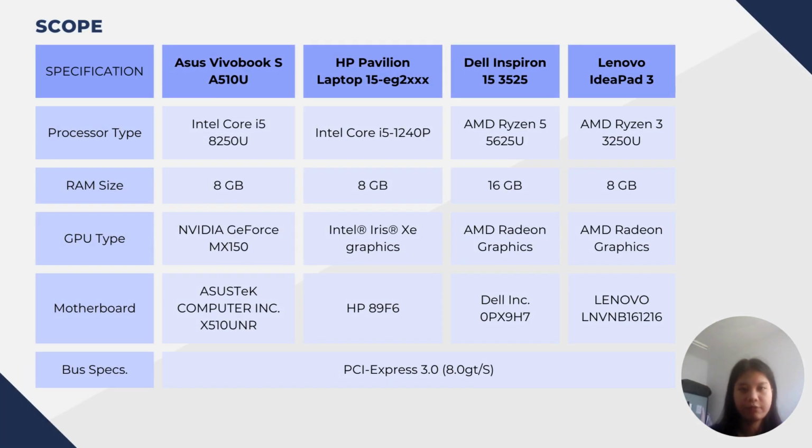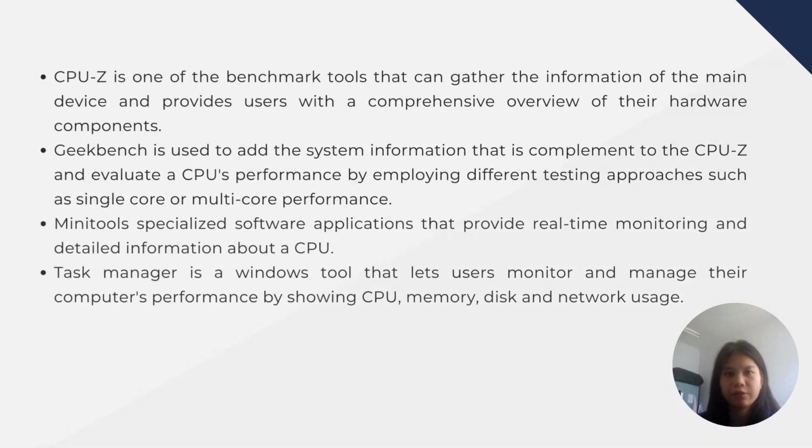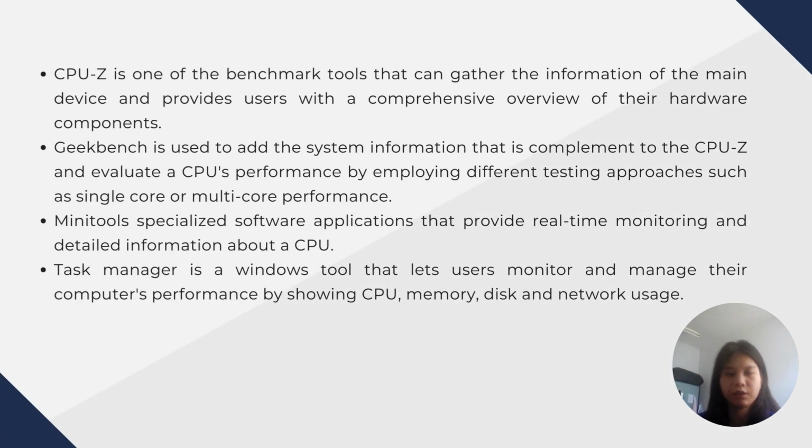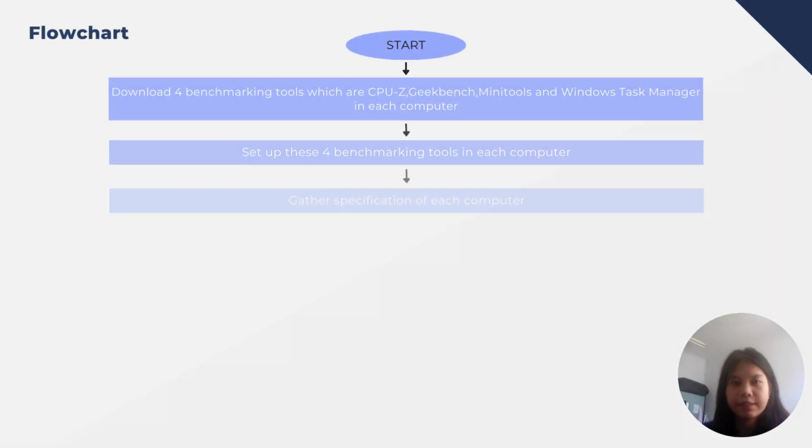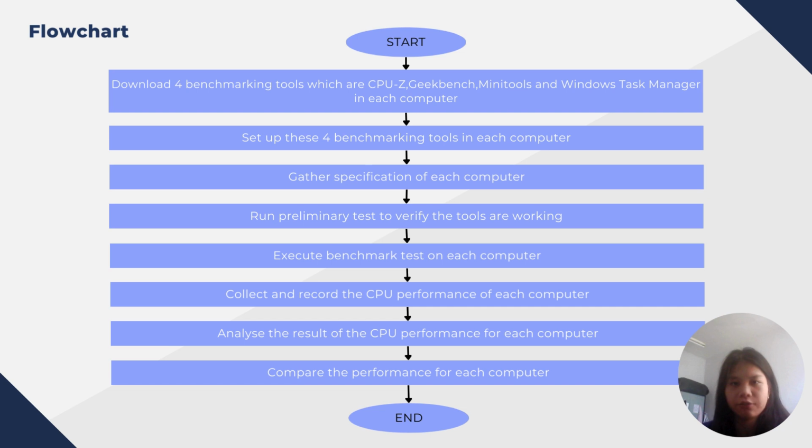We compared four different computers, and these are the specifications for each of the computers. We are using four different benchmark tools to determine the CPU performance for each of the computers. The first one is CPU-Z, second one is Geekbench, the third one is Minitools, the last one is Task Manager. This is our flowchart about the installations of the four different benchmarking tools, gathering the specifications of the computers, and recording the CPU performance from the benchmarking tool.